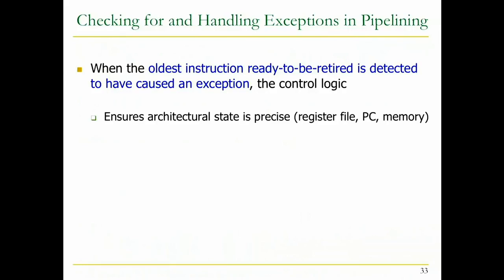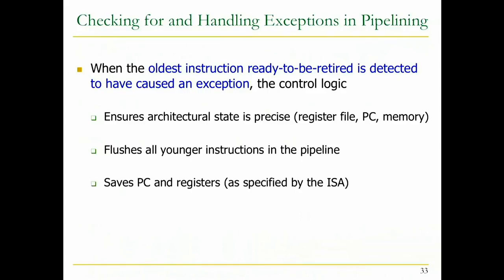First, it needs to ensure that the architectural state is precise, as we've discussed previously. This means register file, PC, and memory are not updated by any later instructions. They are completely updated by all previous instructions. It flushes all younger instructions in the pipeline, such that the pipeline is cleared for processing the exception handler, which is the exceptional thing that you need to do to handle the exception.